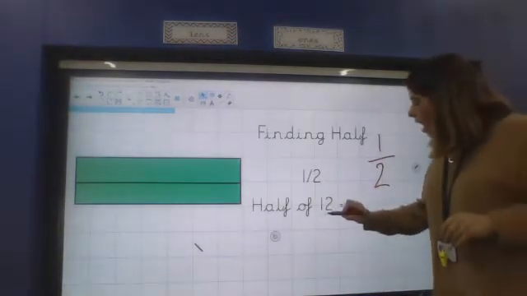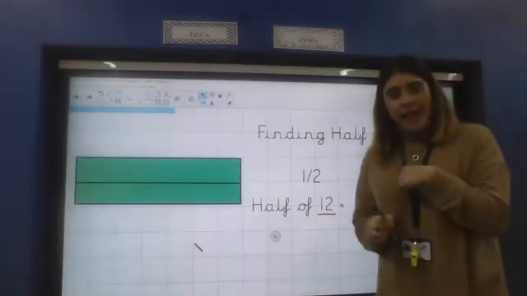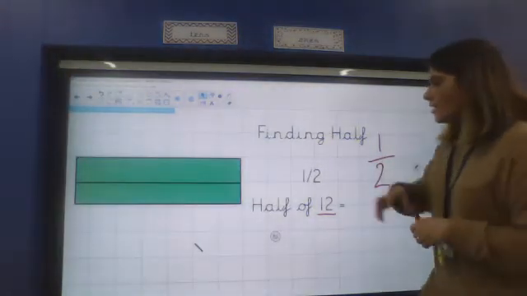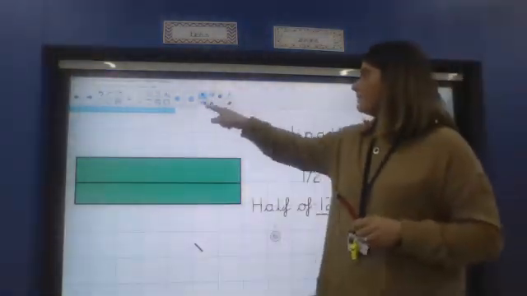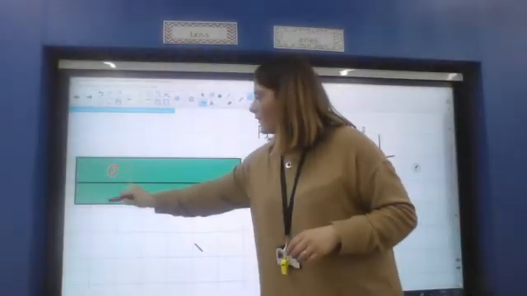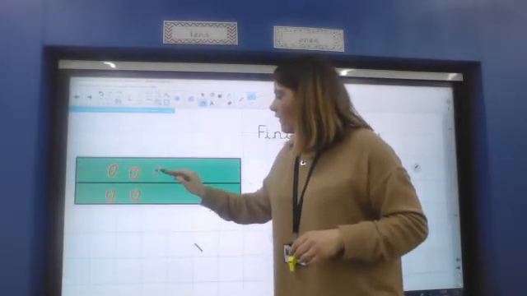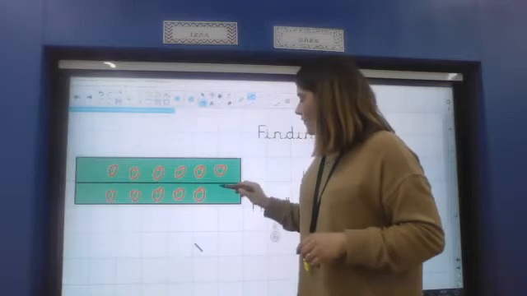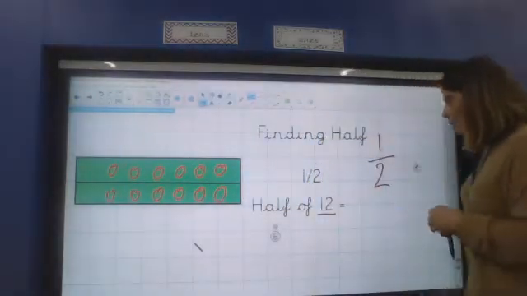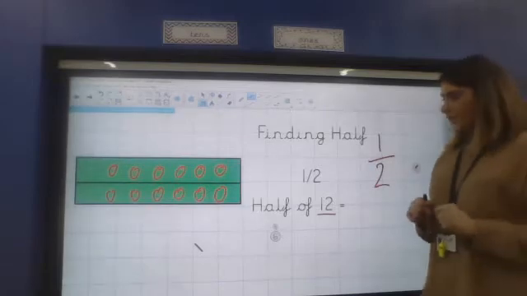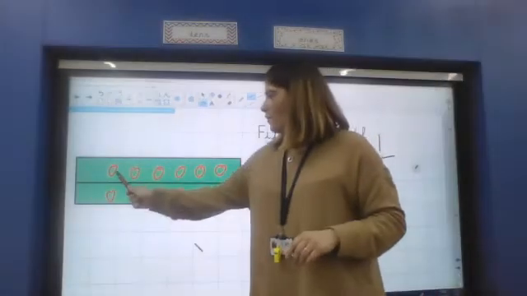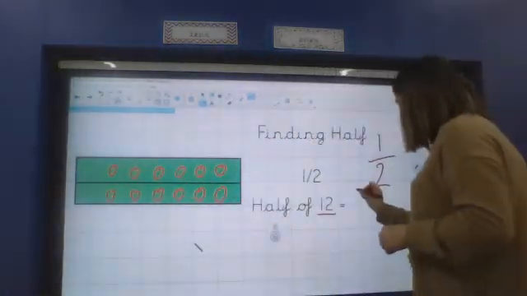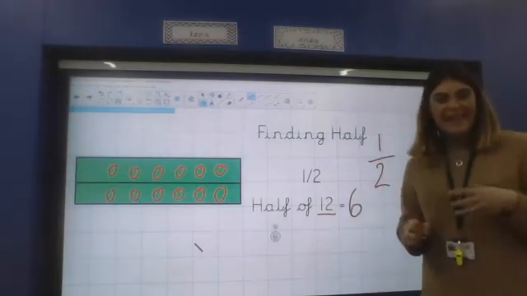So I want to find half of 12. Join in with me this time, because this is our learning from yesterday, and see what you can remember. We're going to count out 12, sharing it out equally. Are we ready? 1, 2, 3, 4, 5, 6, 7, 8, 9, 10, 11, 12. Now count up how many you've got in one of those 2 parts. 1, 2, 3, 4, 5, 6. 2, 4, 6. 6 in each equal part. So therefore, half of 12 is 6.